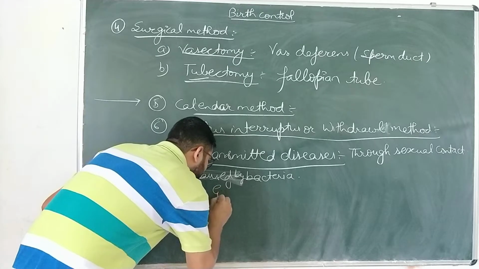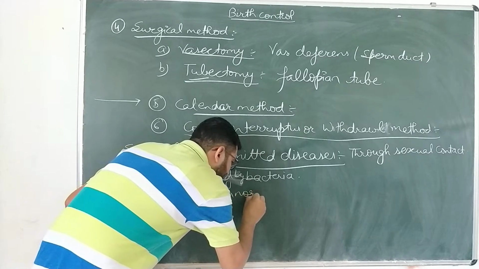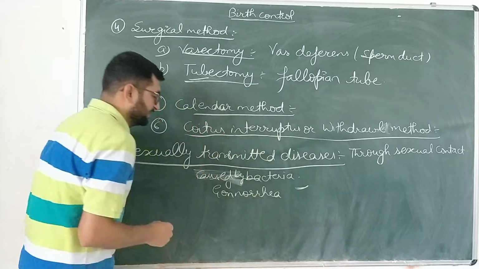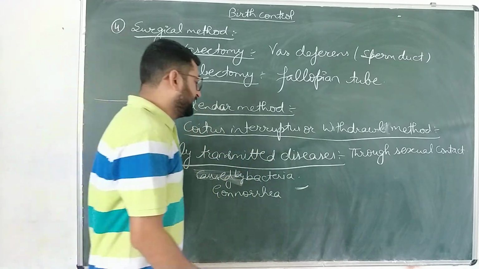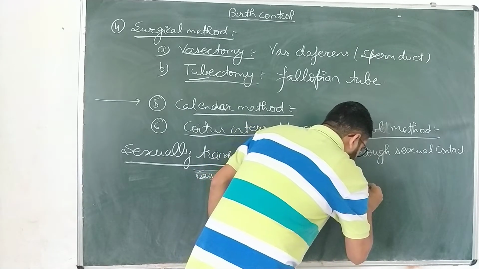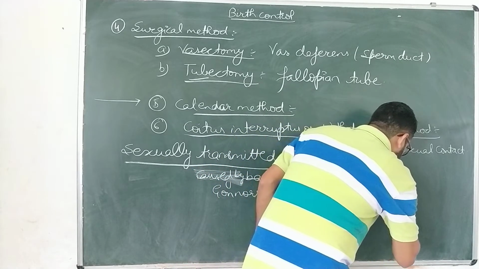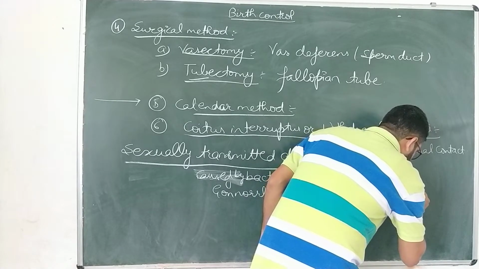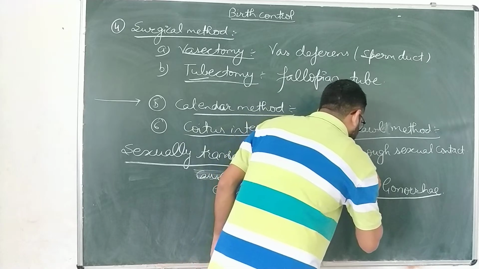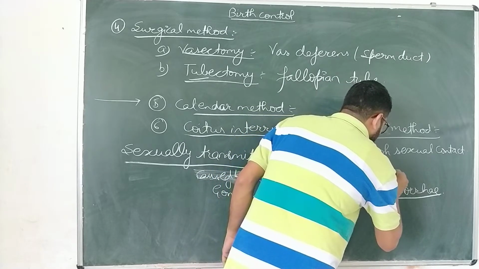The bacterial disease which can affect a person is gonorrhea. This disease is caused by a bacteria named Neisseria gonorrhoeae. That is the name of its causative agent, and that is a bacteria.